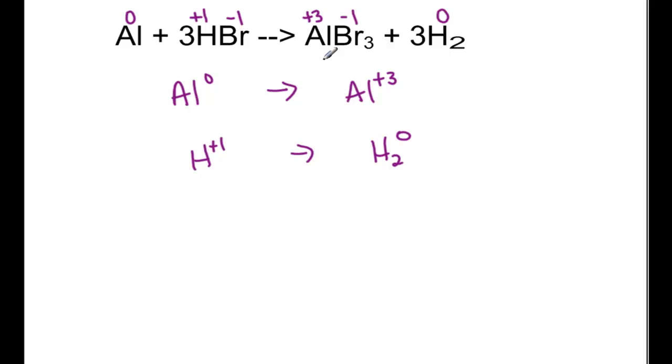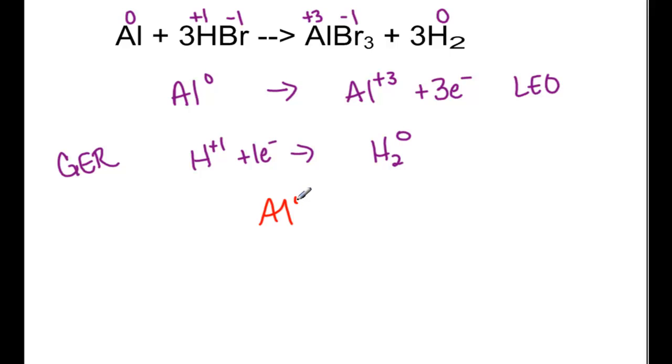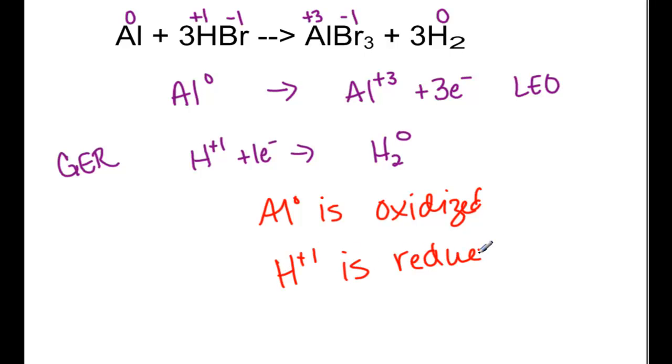So for aluminum, our electrons are going to need to be lost so they appear on the product side. So aluminum is oxidized. Hydrogen has to gain an electron, so it appears as a reactant. So hydrogen has gained the electron, so it is reduced. So aluminum is oxidized, and hydrogen plus 1 is reduced.